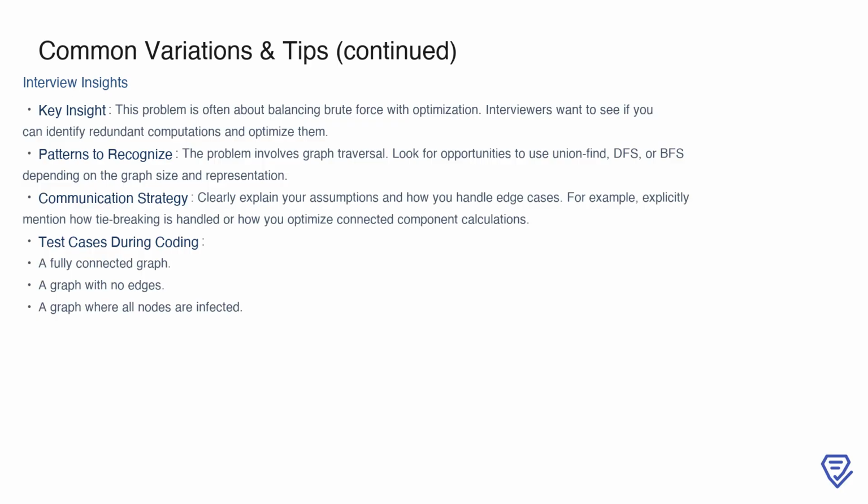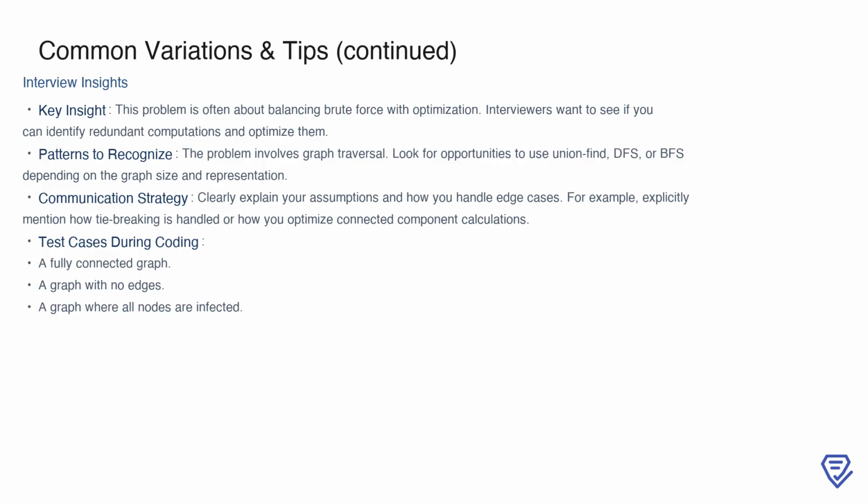Recognizing patterns is also crucial. This problem revolves around graph traversal, so techniques like union find, DFS, or BFS can be highly effective depending on the graph's size and structure. Another important strategy is clear communication. You should explain your assumptions explicitly and describe how you handle edge cases. For instance, make sure to articulate how you handle tie-breaking or optimize connected component calculations.